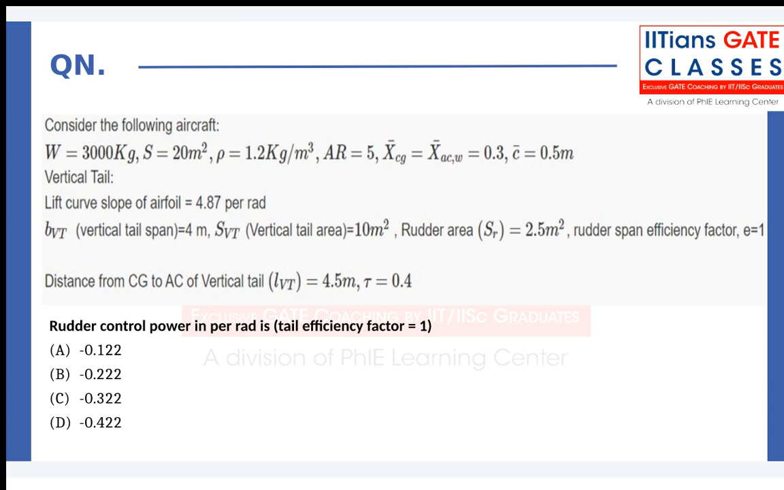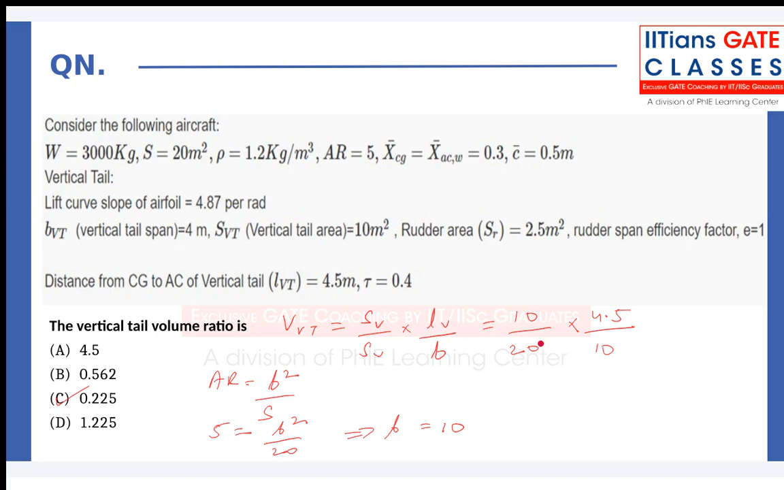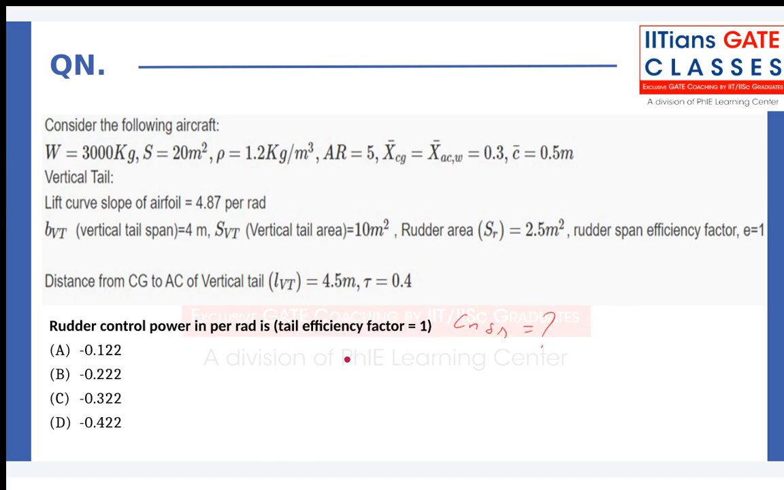Rudder control power in per radians, if the tail efficiency factor is 1. Rudder control power, what is the notation? It is Cn delta R. So this is what they've asked you to find. Let me know when you're done, Adarsh. All right. Okay. So they've asked you to find out Cn delta R. What is the formula for Cn delta R?